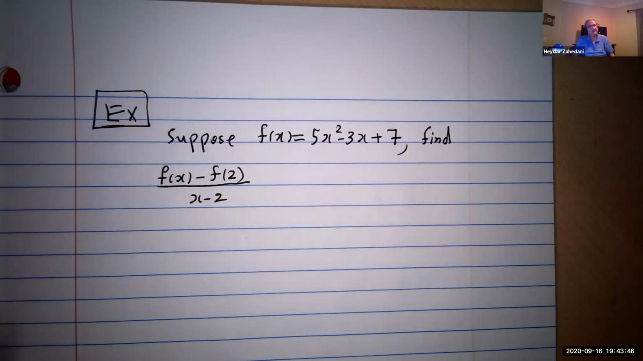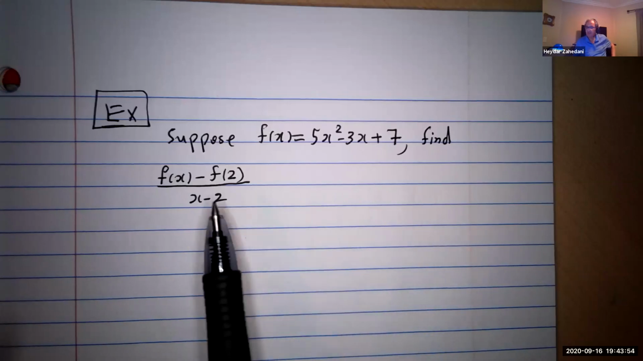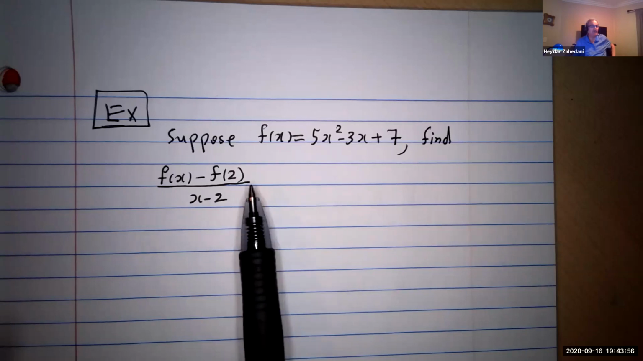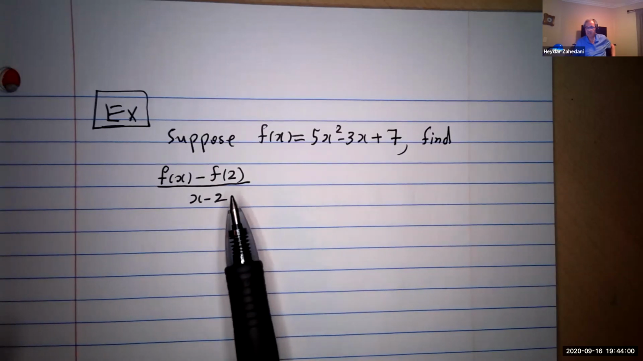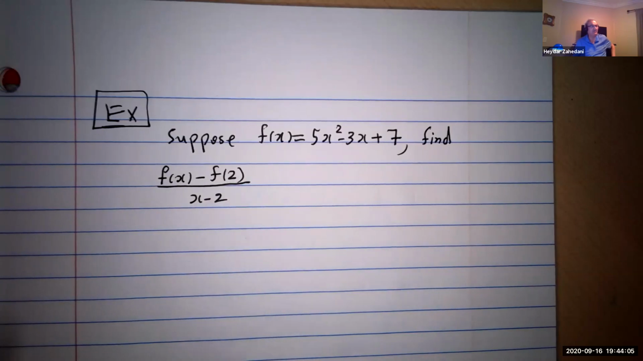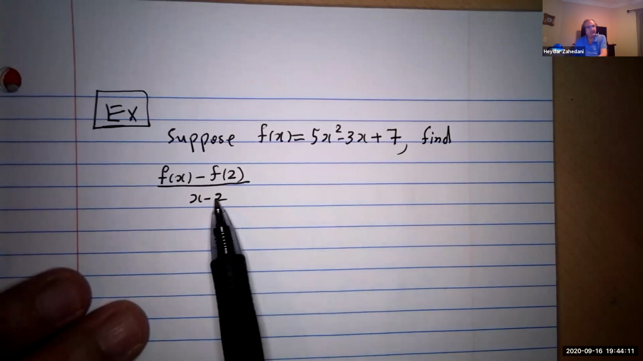This quotient is very popular. It was used by Newton for the first time, and he called it a difference quotient. Quotient of difference or difference quotient, because the top is f of x minus f of 2, the bottom one is x minus 2. There are many applications of this formula. So we want to find this one.